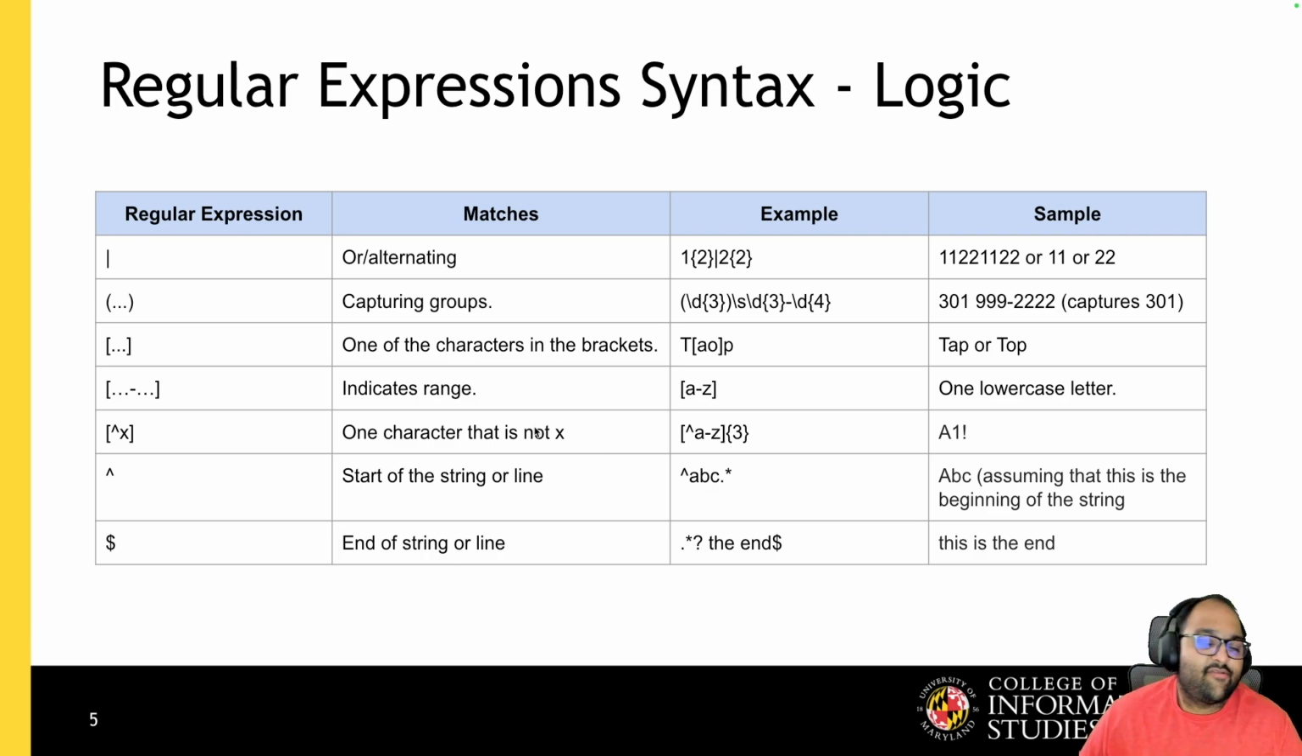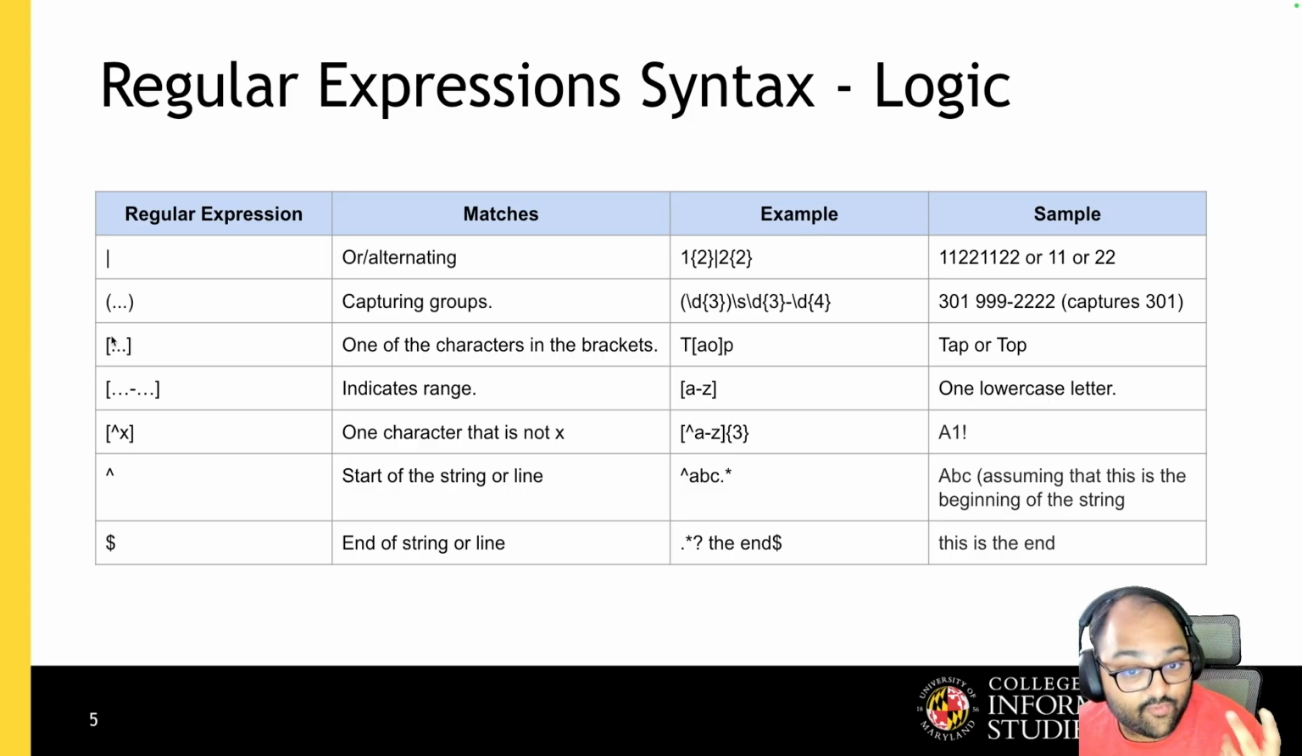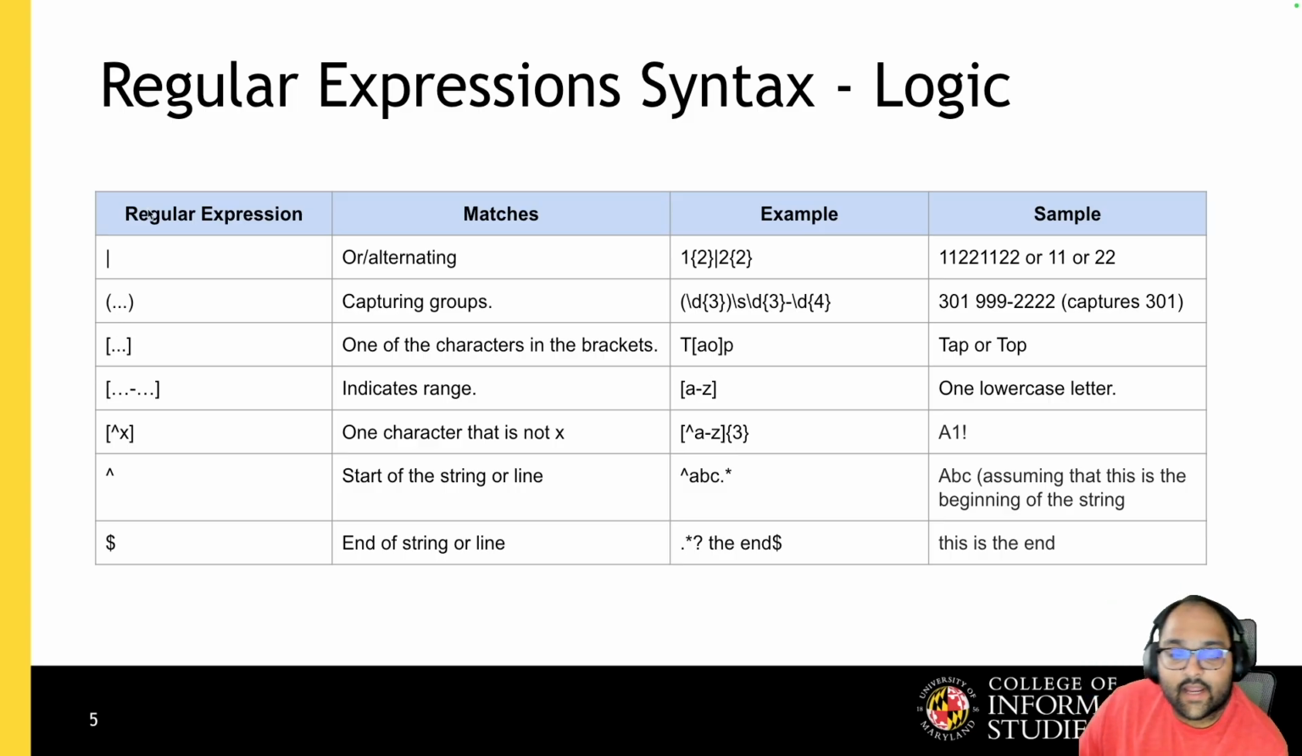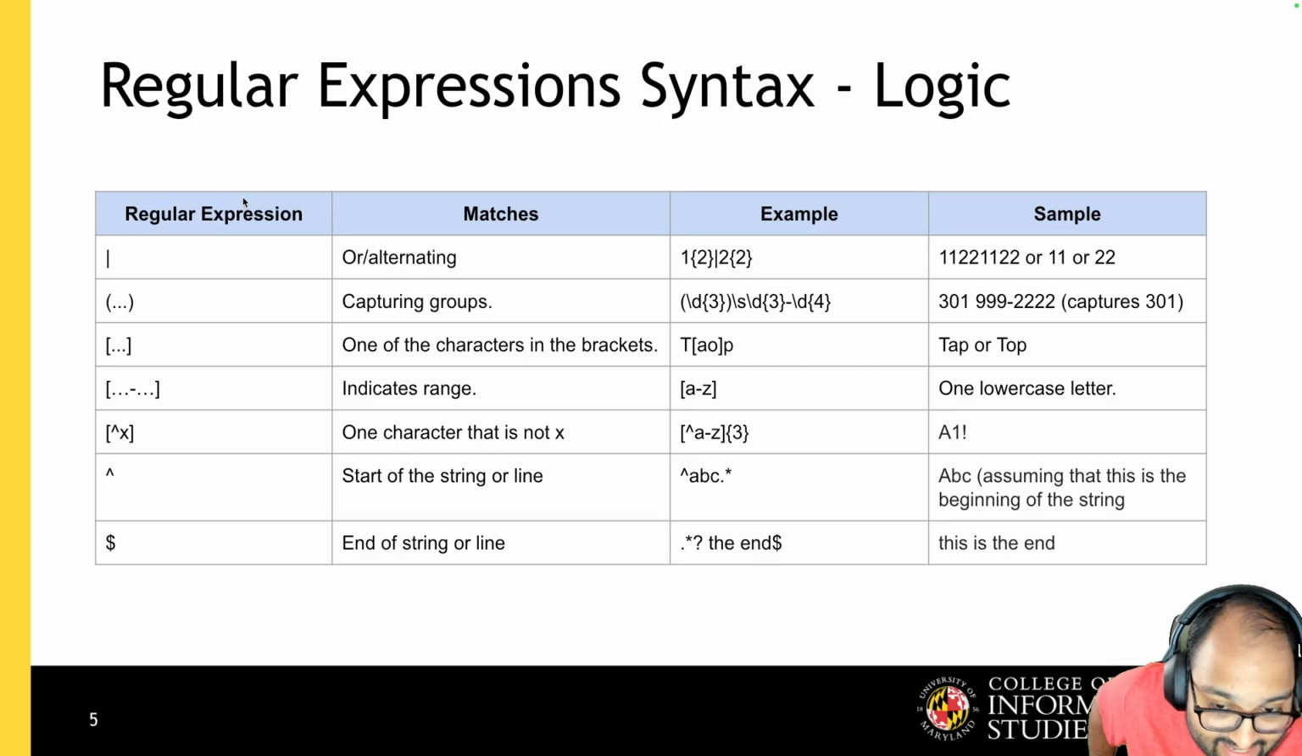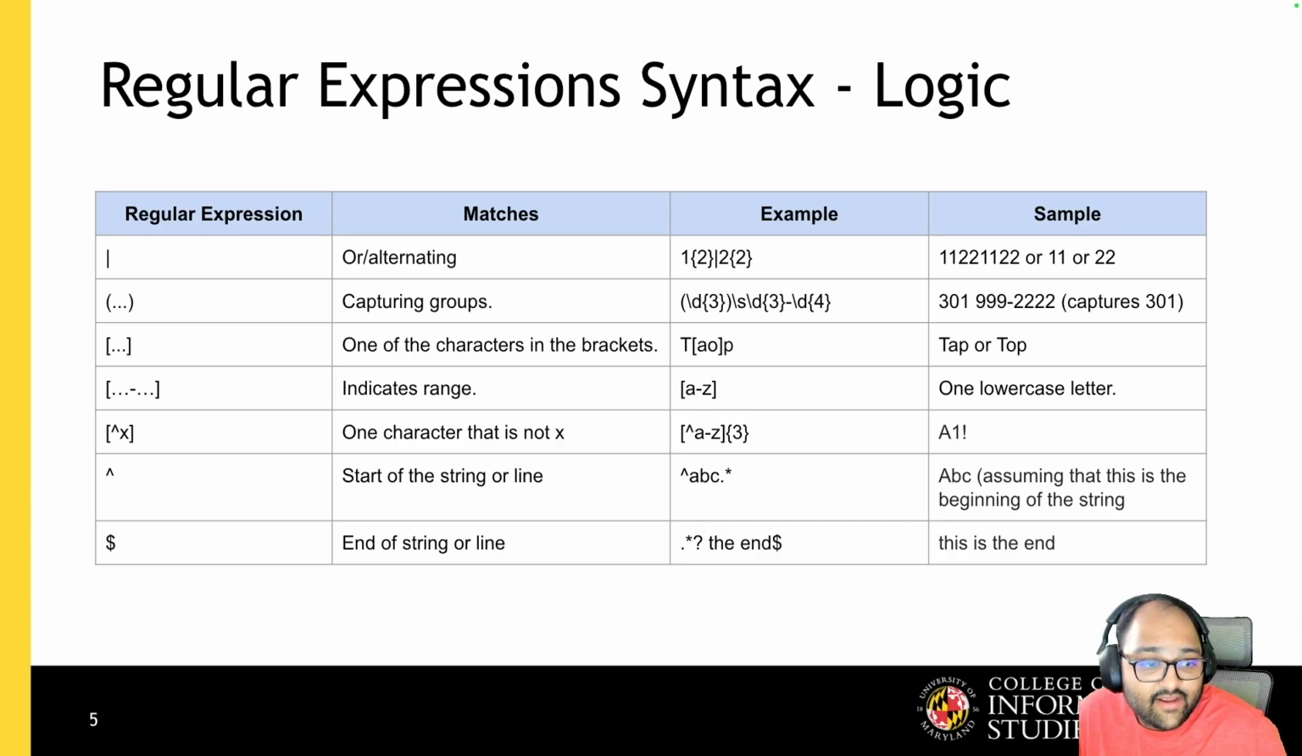And then you can also have these pipes. Pipes is like or. You can have parentheses, which indicate a capturing group. Then square brackets, which is one of the characters in the bracket, right? Or a range, right? Like A to Z is a very common one. Or one character that is not something, right? So one character that is not X, right?